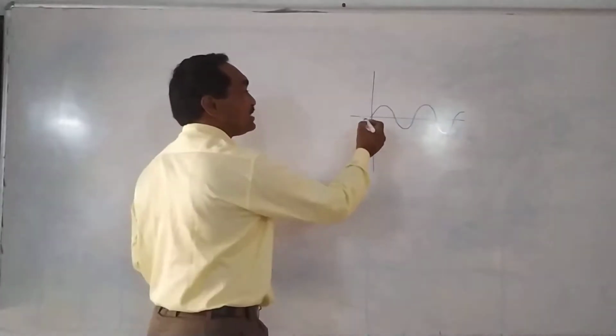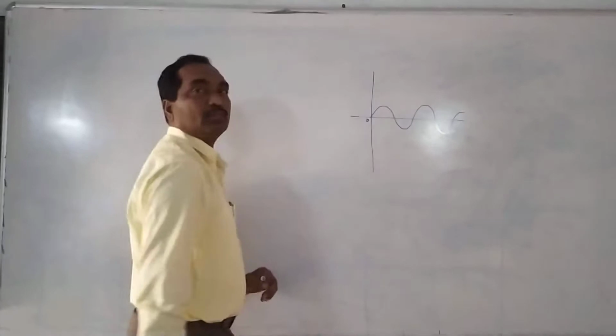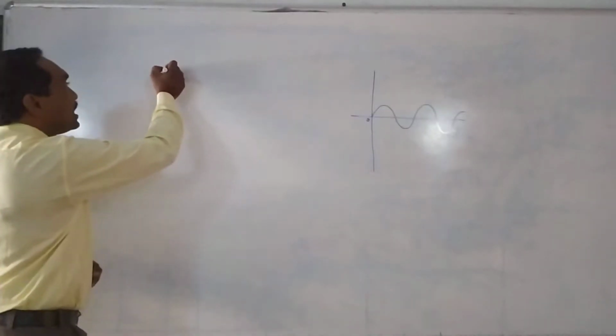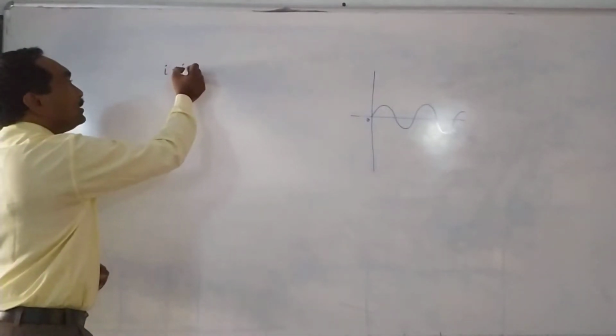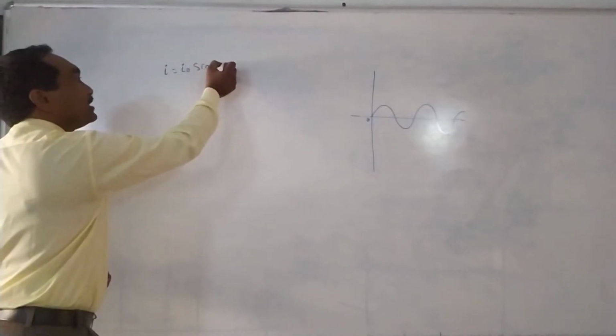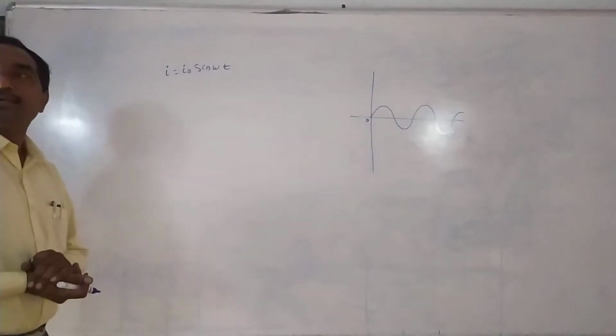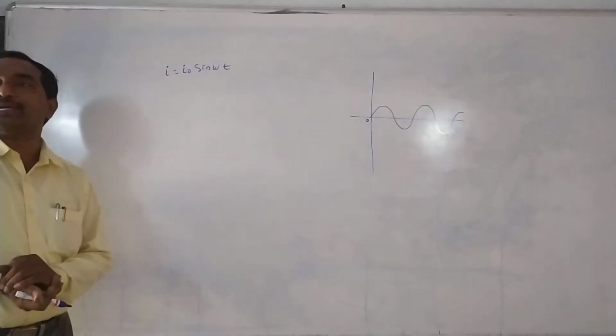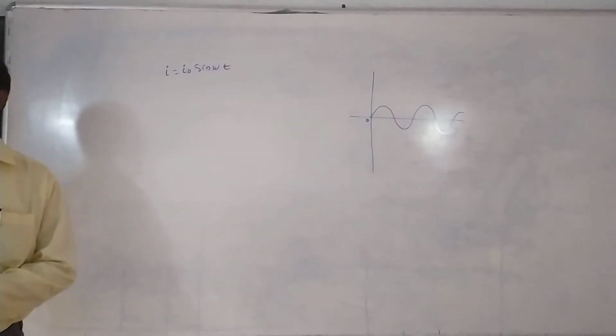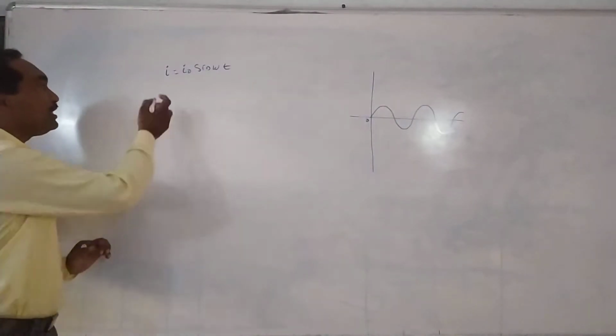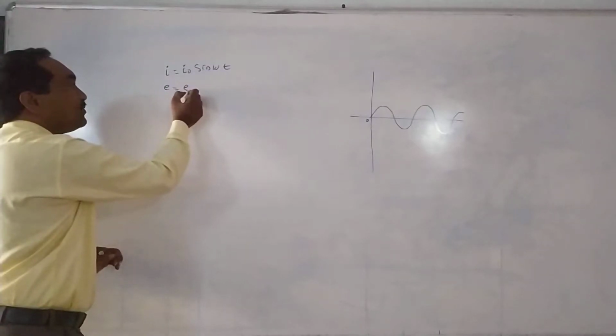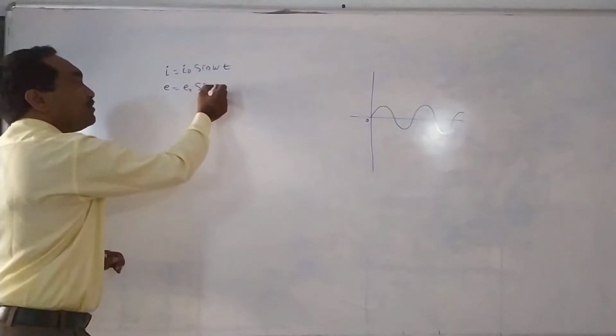If this is the origin, the alternating current can be written as I is equal to I naught sin omega t, where I naught is the maximum value and omega is the angular frequency. Similarly, the alternating voltage can also be written as E is equal to E naught sin omega t.